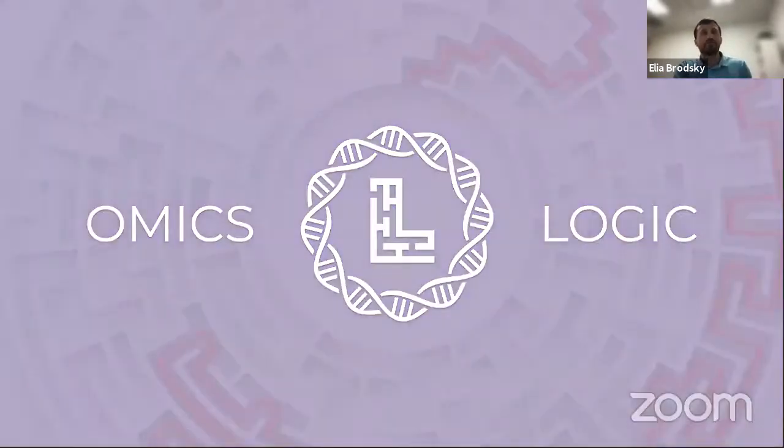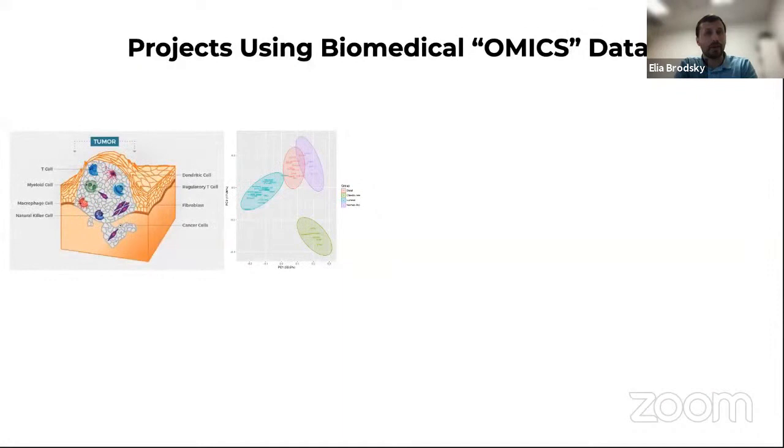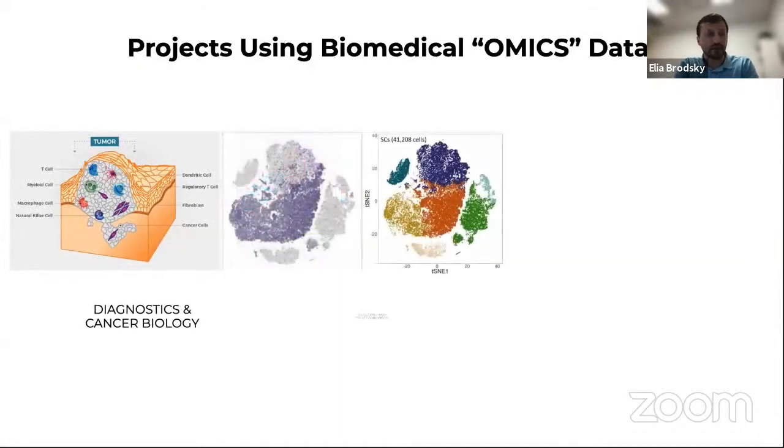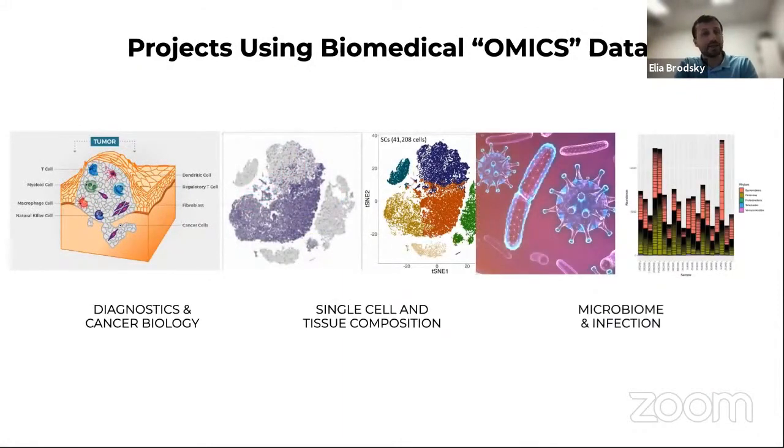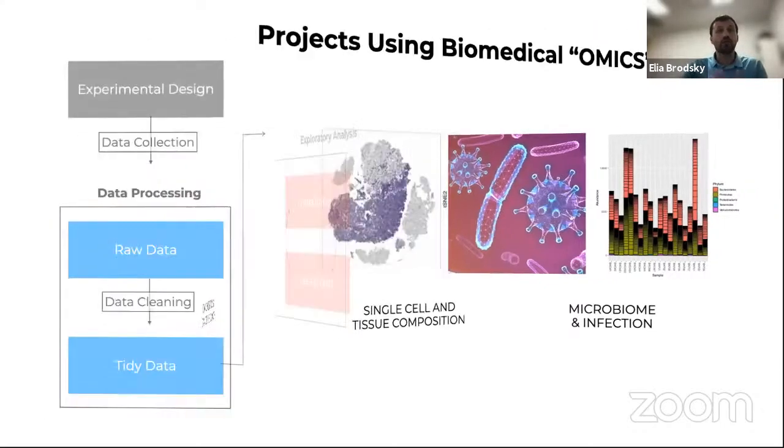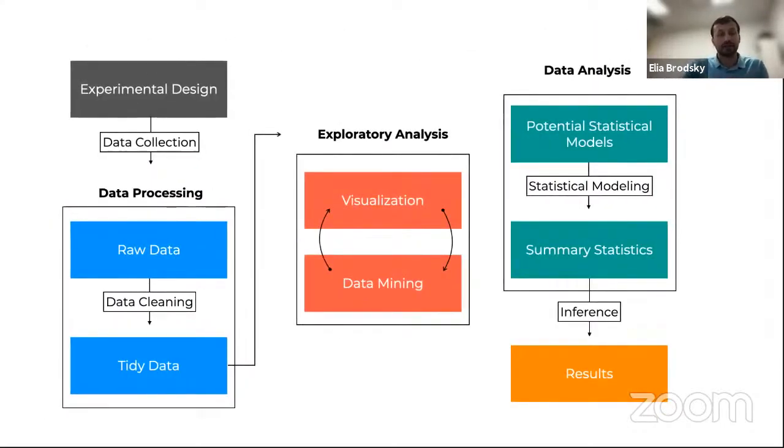We'll take several different types of projects using biomedical omics data, from diagnostics in cancer biology, single cell and tissue composition, microbiome and infection. And in the context of these different topics, we will learn about your typical data analysis skills that you would have to learn to use effectively to extract meaningful insights, including data collection. How was the data collected? What does it represent? Data cleaning. How do you extract only the relevant information or the good quality data?